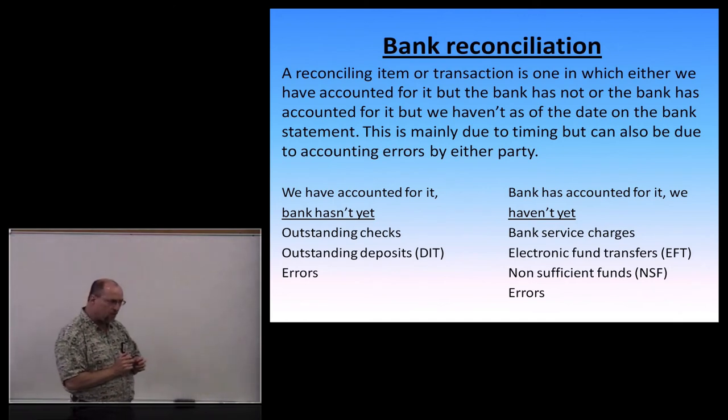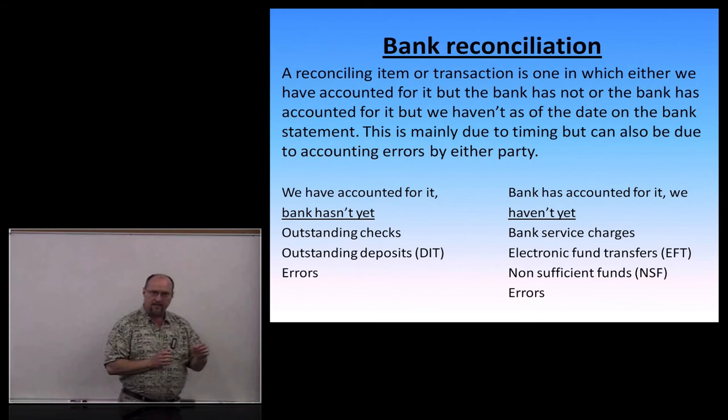If you know that every month on the 10th you make a car or a house payment and you record it, it's not a reconciling item because it's already there. You've accounted for it, bank has accounted for it.